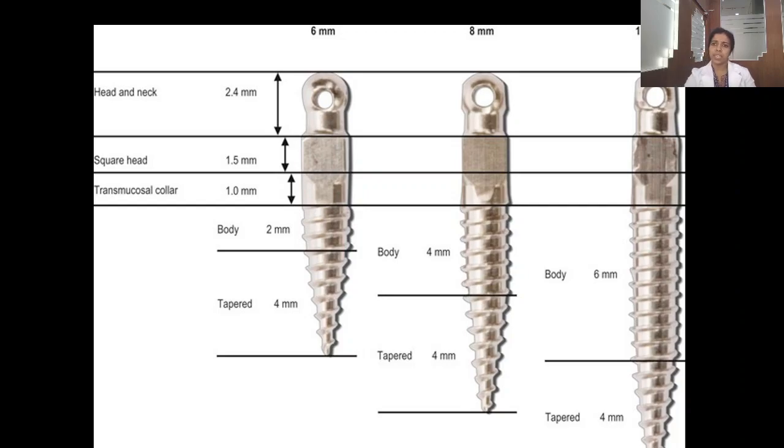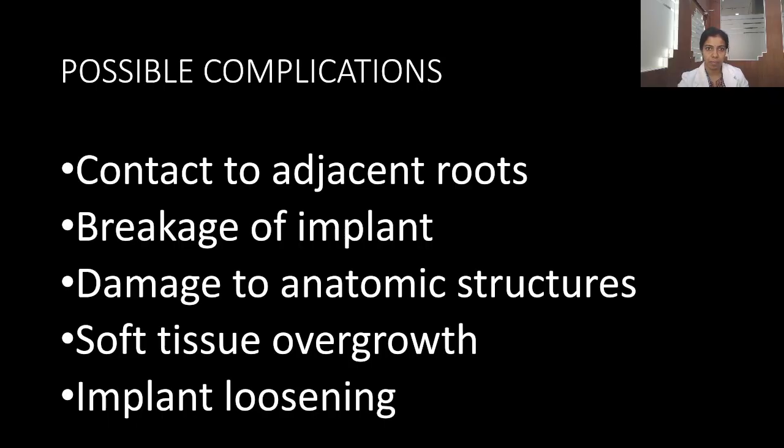There are different types of screws available. Classification can be made based upon the diameter of the screw and the length of the screw. The commonly used screws come in lengths of 6 millimeter, 8 millimeter, and 10 millimeter, and head sizes from 1 to 2.4 millimeter. And even though it's very useful, we should be careful about the possible complications with the placement of tags.